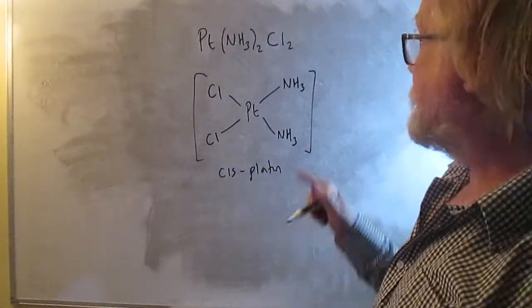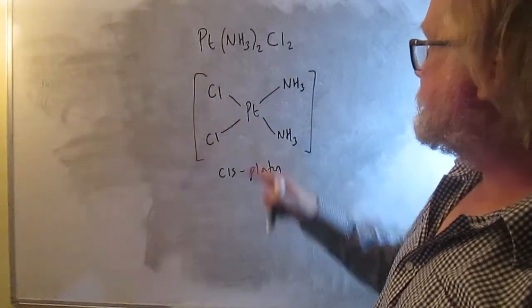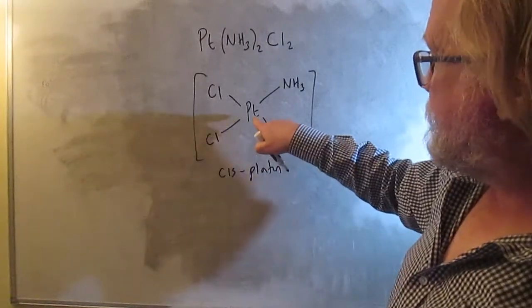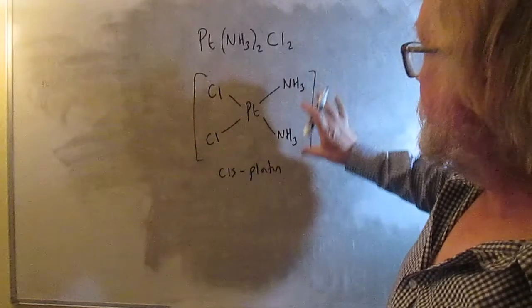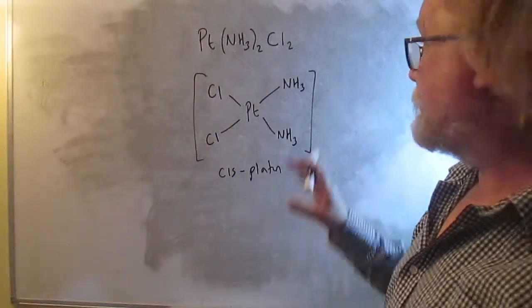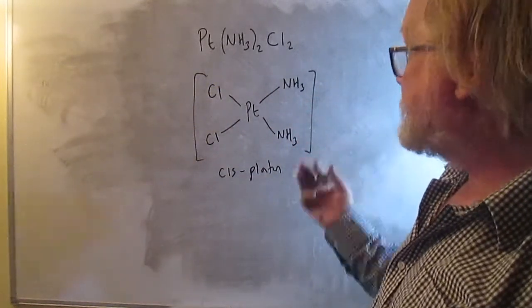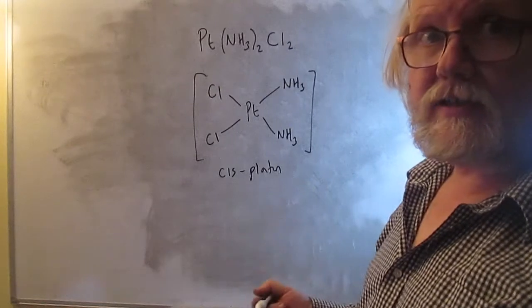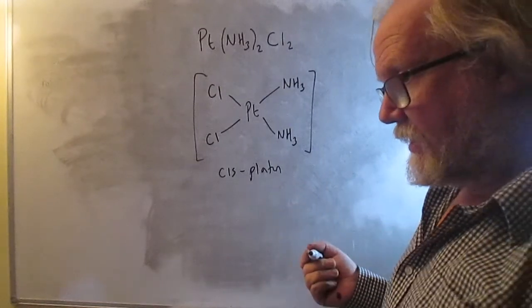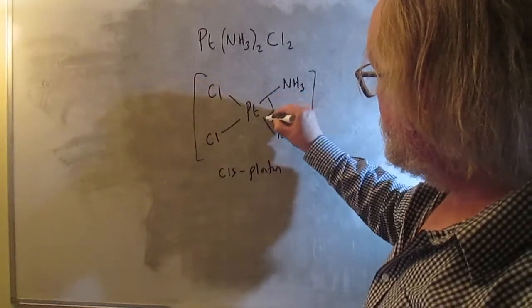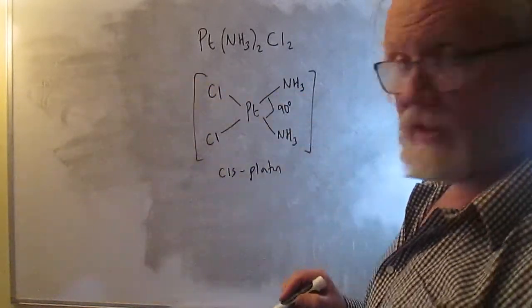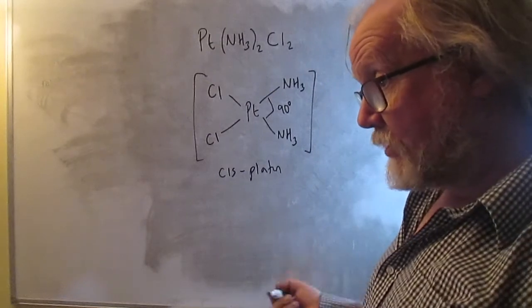Statement 2 is not correct, because remember, this is a platinum 2+ complex. You can see that platinum's 2+, you've got 2 Cl minuses, and the ammonias are neutral, so overall the charge is 0. And platinum 2+ complexes are square planar, not tetrahedral. So therefore the bond angles, if that's a flat molecule, you can see the bond angle is 90 degrees, not 109.5, so 2 is wrong.